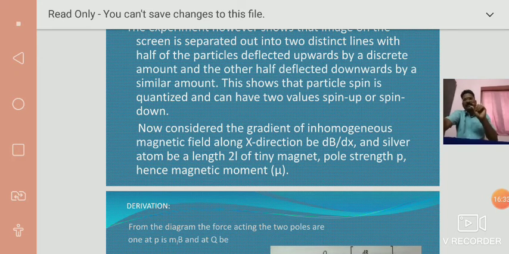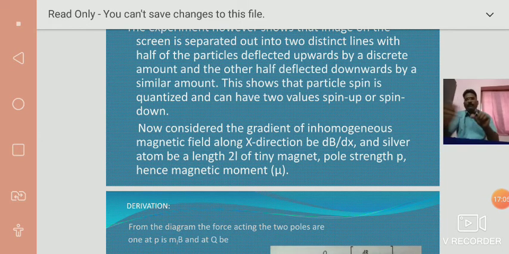What is the meaning of tiny? It is small, extremely small, too small. Every silver atom behaves like a small magnet of length 2L. The silver atom is a tiny magnet of length 2L. Therefore, there are two poles, south and north.